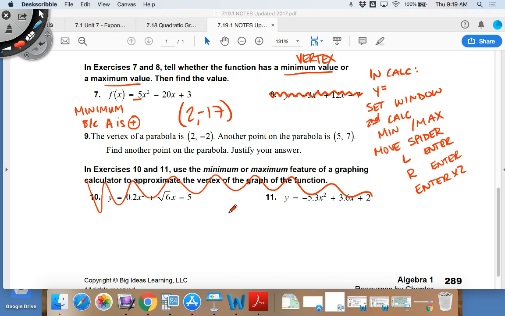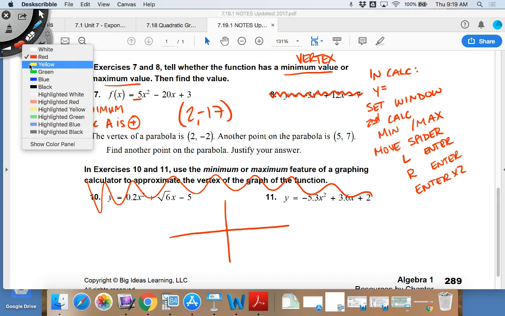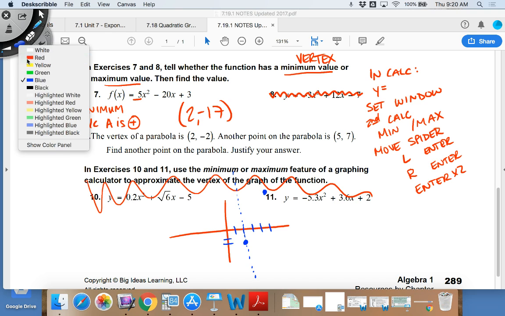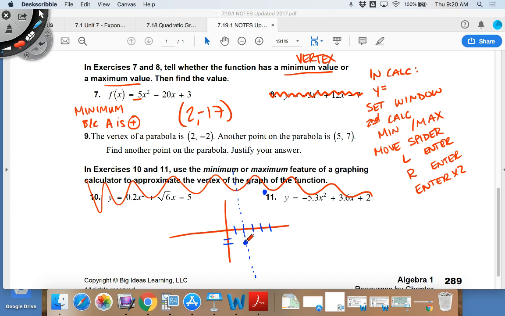So what do we know about the vertex of a parabola? It's the lowest or highest point. So this one has 2, negative 2. I'm going to make this little makeshift graph, and I'm going to go right 2, down 2. And then it says I have another point that's 5, 7, so I would go over 5 and up 7. We know that the vertex is also the axis of symmetry, so it mirrors on the other side, right? So I know that I have another ordered pair that's somewhere over here.